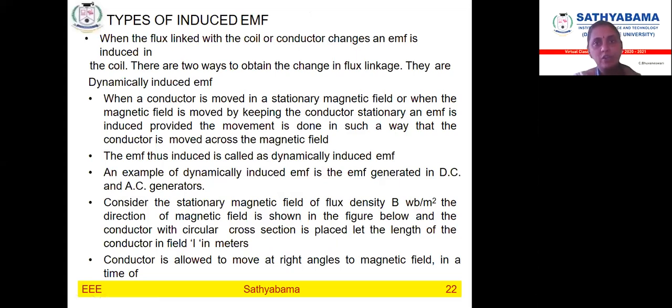When the flux linking with a coil or conductor changes and EMF is induced in the coil, we call it dynamically induced or statically induced EMF, as we have read. Starting with dynamically induced EMF: when the conductor is moved in a stationary magnetic field, or when the magnetic field is moved while keeping the conductor fixed, and EMF is induced, provided the movement is done in such a way that the conductor moves across the magnetic field, the EMF thus induced is called dynamically induced EMF. This is what is used in AC or DC generators.